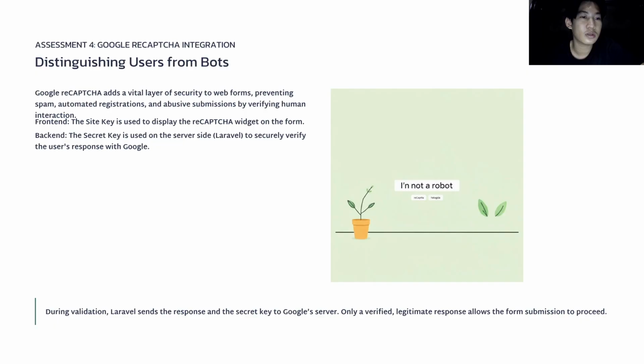In the front end, the site key is used to display the reCAPTCHA widget on the form. And in the back end, the secret key is used on the server side to securely verify the user's response with Google. During validation, Laravel sends the response and the secret key to the Google server. Only a verified, legitimate response allows the form submission to proceed.